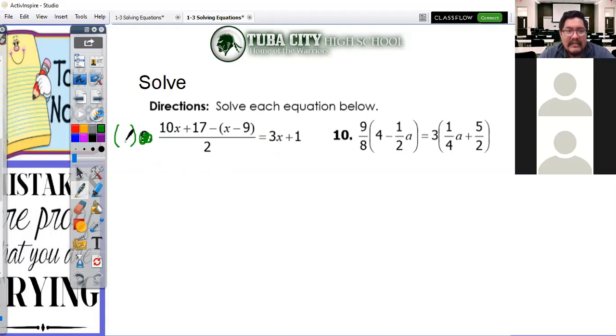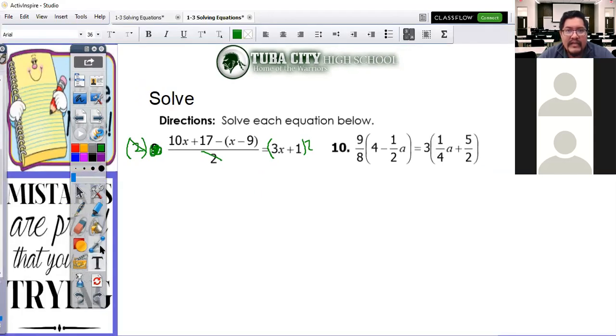So this means I'm going to times everything by 2 on this side and also times everything by 2 on this side. Now by timesing it by 2, that cancels out the 2. And again, if you want to get rid of a fraction, take out the bottom number, because without the bottom number, it can't be a fraction anymore. So now it's just going to be a regular number. 2 is gone. So 10x plus 17.